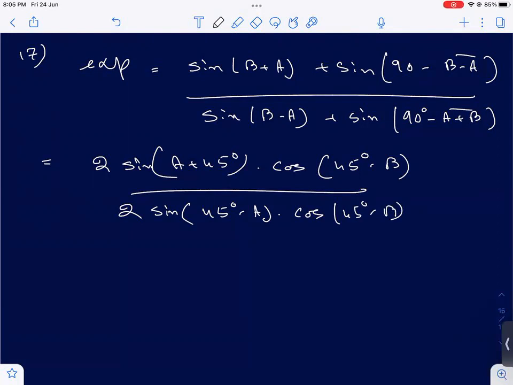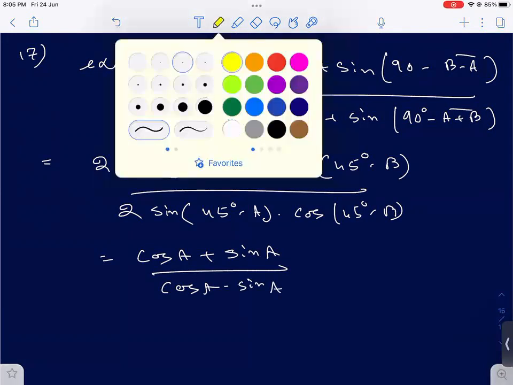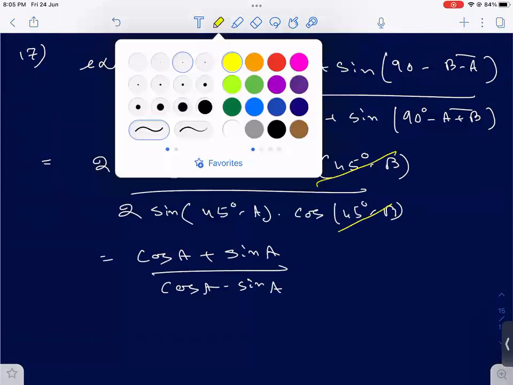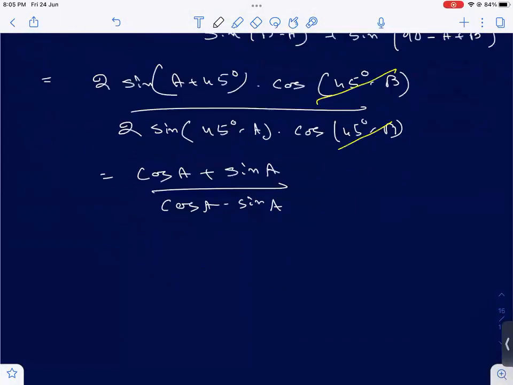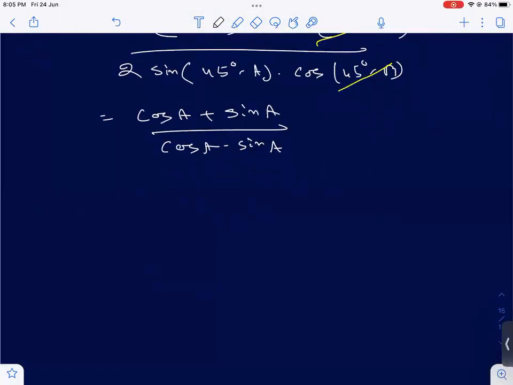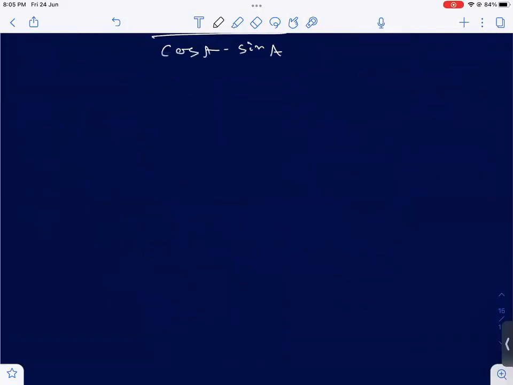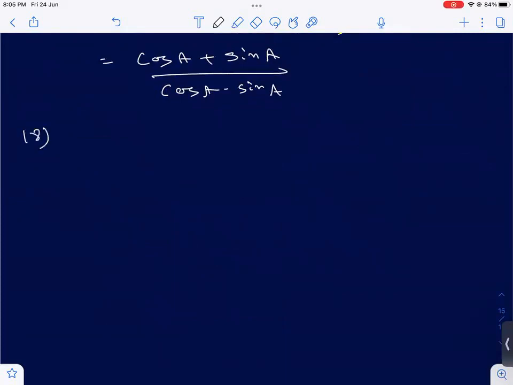So we are getting here cos A plus sin A by cos A minus sin A. If one portion is getting cancelled, I'm going to the cancellation for this, so it will be easier for you to understand. Just open the sin A plus B in the numerator and denominator sin A minus B. So we are getting this result. So what is the option? Option is B. 17 is B.